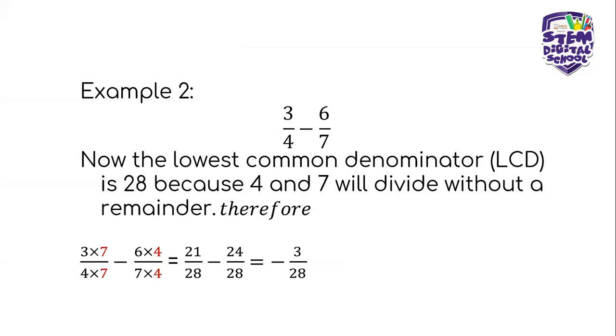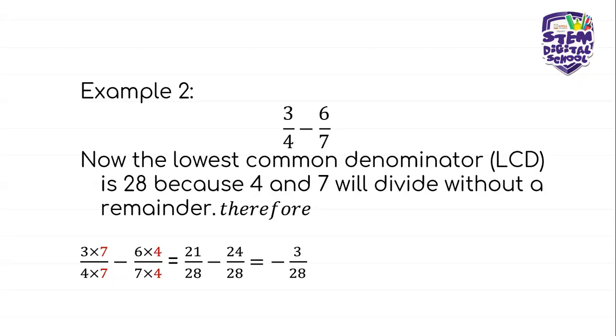So 28 should be the lowest common denominator, or the LCM, the lowest common multiple as well, yes. The lowest common multiple, you might as well call it that. And of course, the lowest common multiple is 28. If you divide 28 by 4, you will get 7. And then if you divide 28 by 7, you get 4.